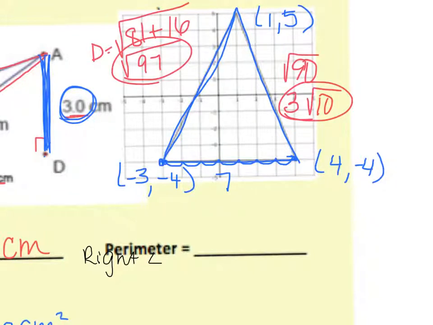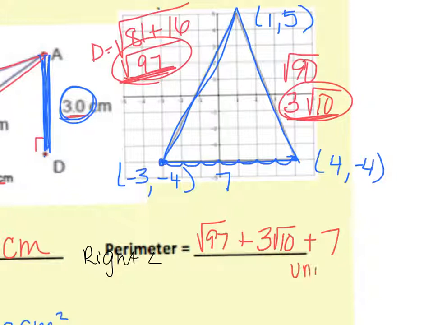Okay, so now we've got the distances of one leg to be the square root of 97. The other was the square root of 90, which we can reduce to 3 root 10. And then that bottom one was 7. So our perimeter, we can't add the two roots together because they don't have the same root underneath. So we're just going to write the square root of 97 plus 3 square root 10 plus 7 as our perimeter. Okay, and if there's no units, we'll just write units.